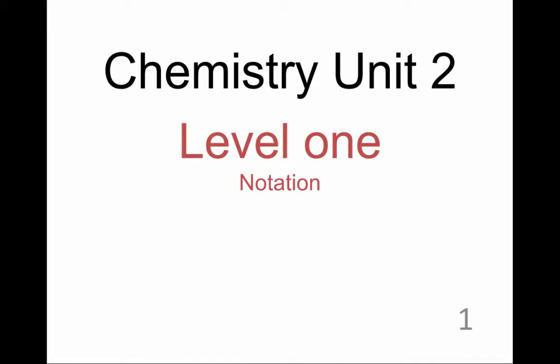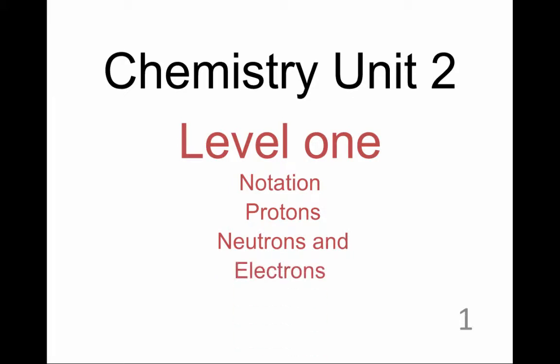Hi, welcome to Chemistry Unit 2, Level 1. Level 1 includes the notation, protons, neutrons, and electrons involved in an atom. All of this information is going to be able to be found on the periodic table. So let's get started with what you know.